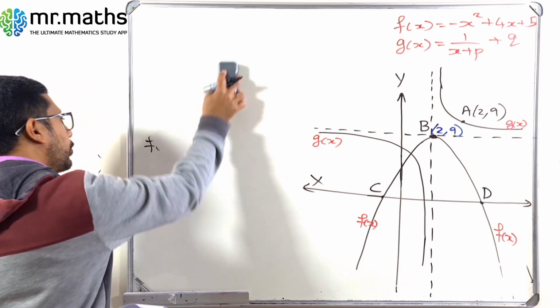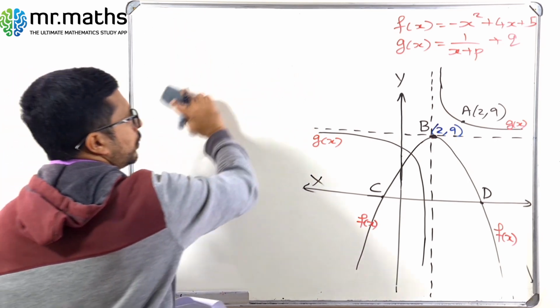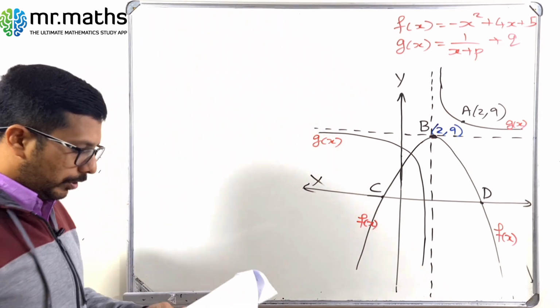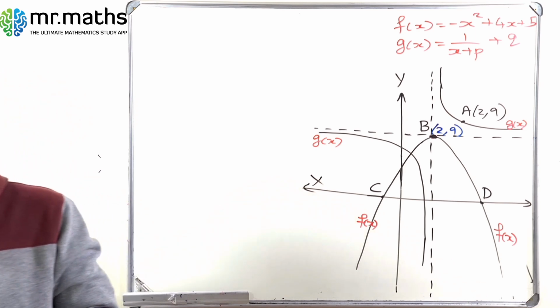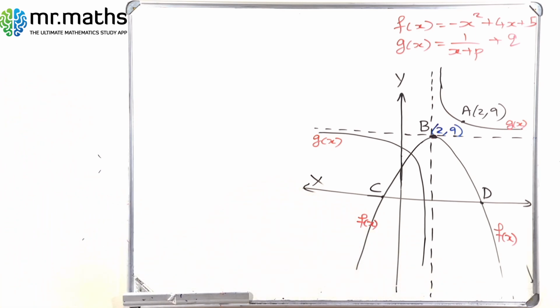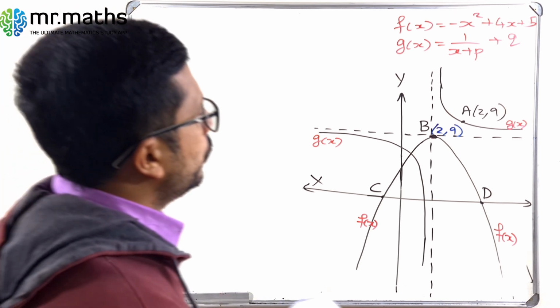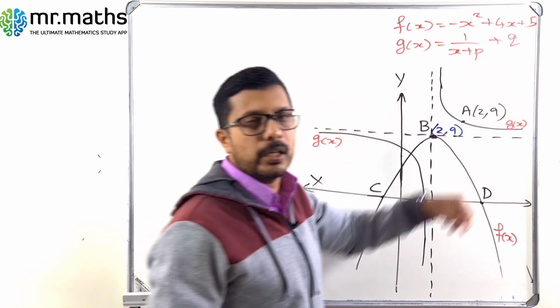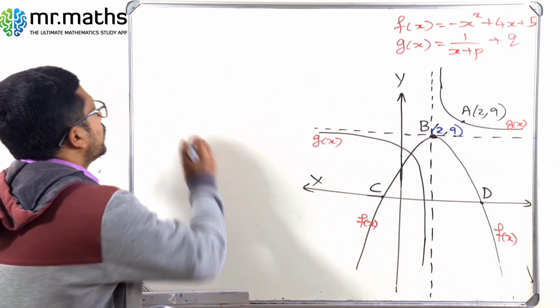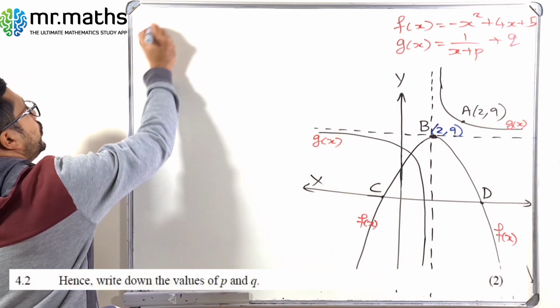What is question number 4.2? Read the question, try to understand what you want to find. Hence, write down the values of P and Q. You have to find the values of P and Q. So how can you find the values of P and Q? P and Q are in g of x. This is question number 4.2.